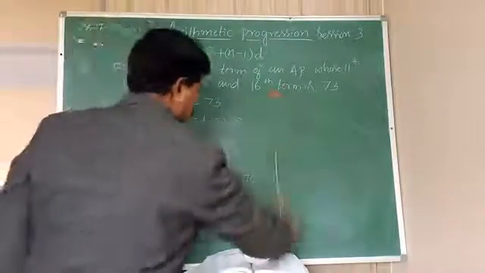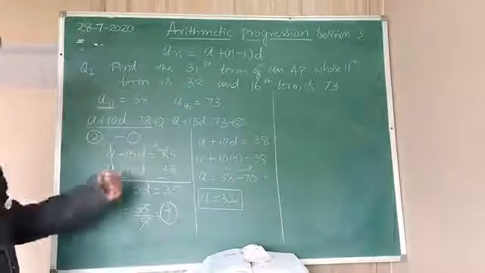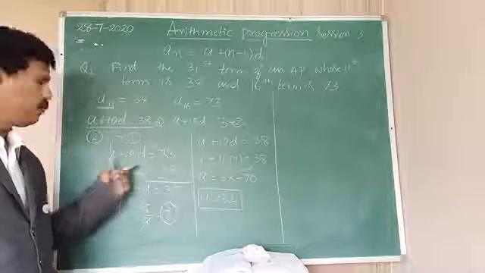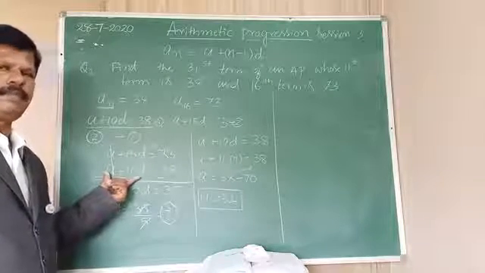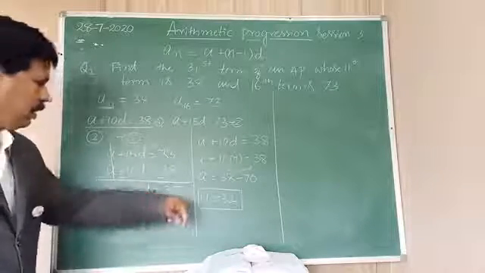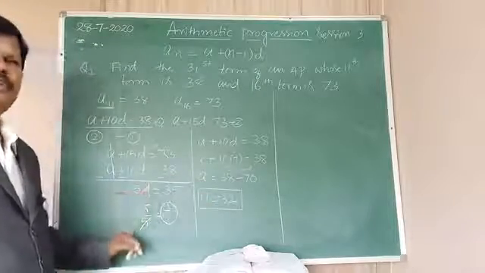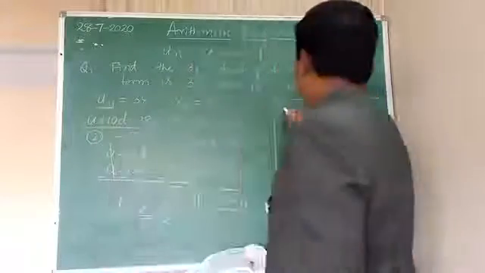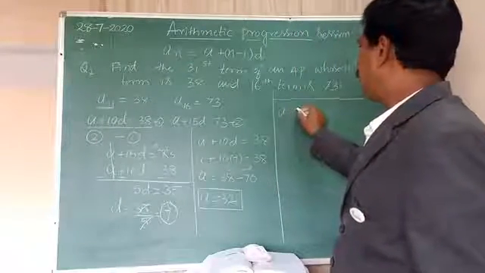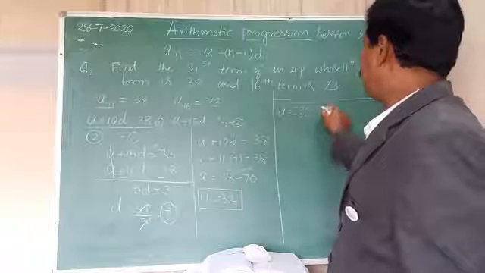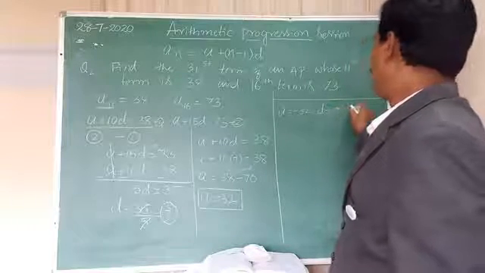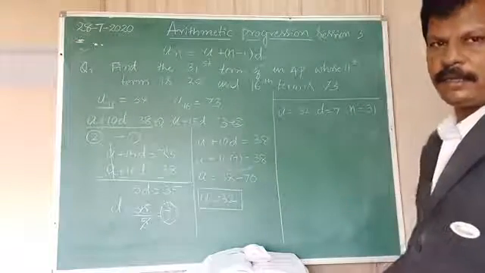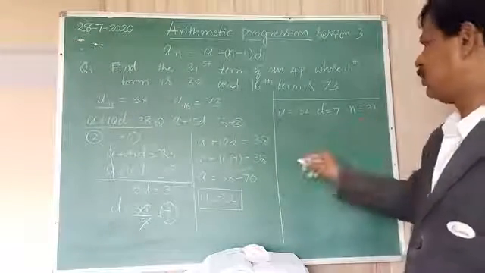Clear? This is a simultaneous linear equation in two variables A and D. Clear? Now A value is minus 32, D value is 7 and n is equal to 31. So 31st term we want to find out.